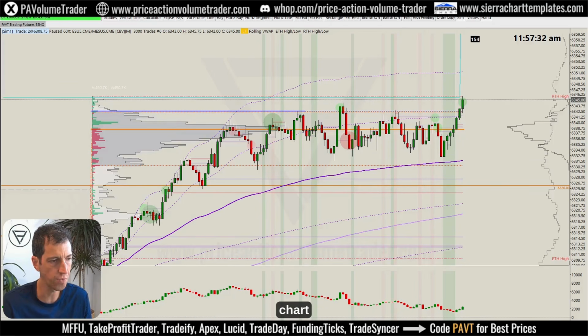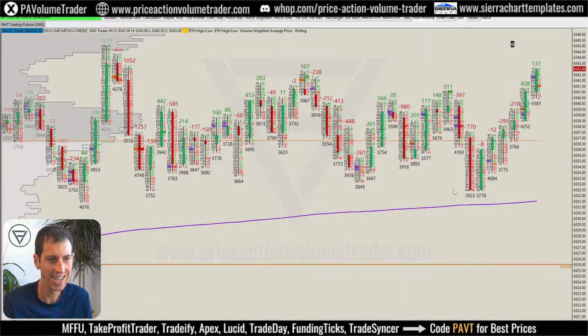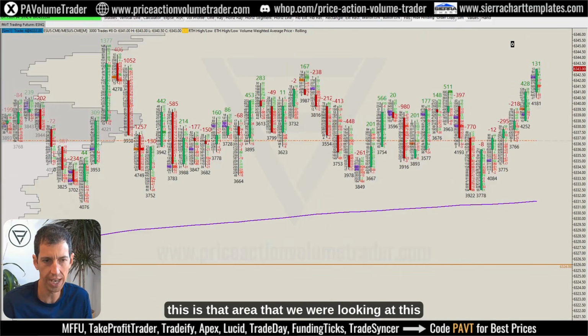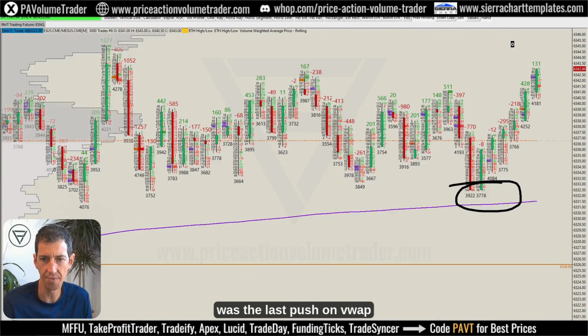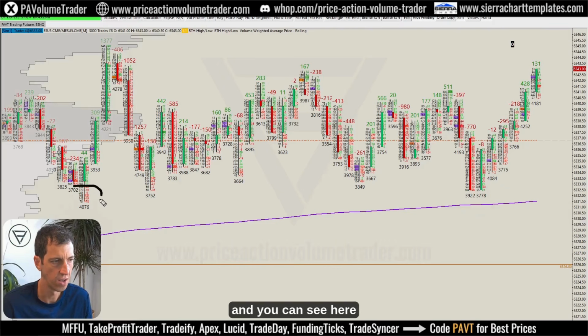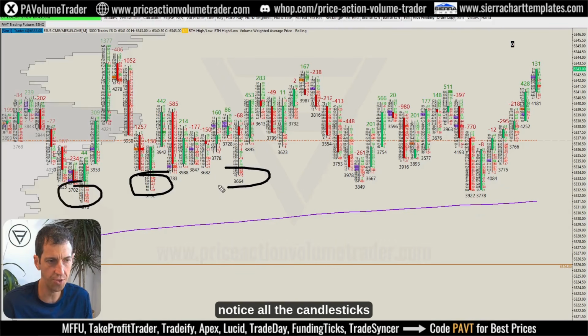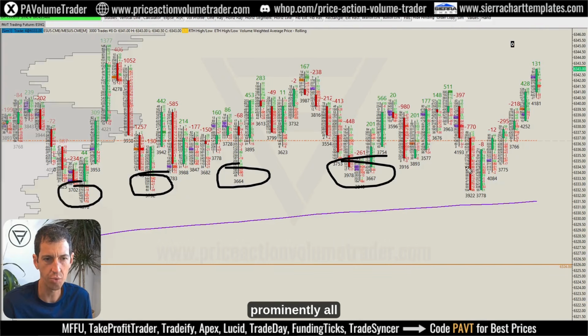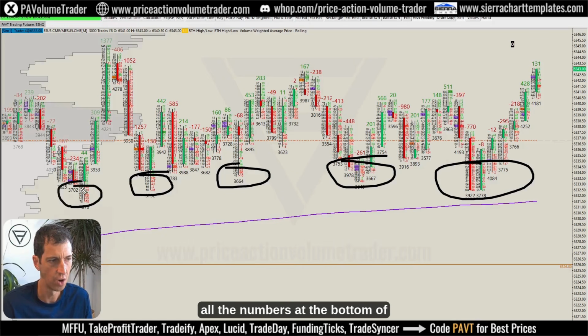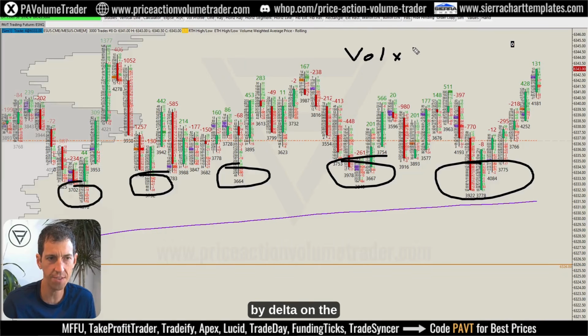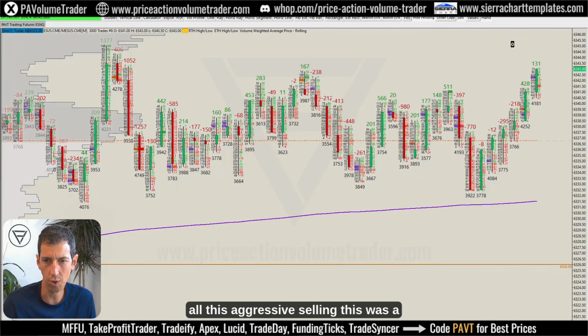If we go into the footprint chart, this is that area that we were looking at. This was the last push on VWAP, and you can see here, notice all the candlesticks have prominently all selling. All the numbers at the bottom of these wicks are red delta selling numbers. This is a volume by delta footprint chart. So volume on the left by delta on the right. Okay, and you can see all this aggressive selling.